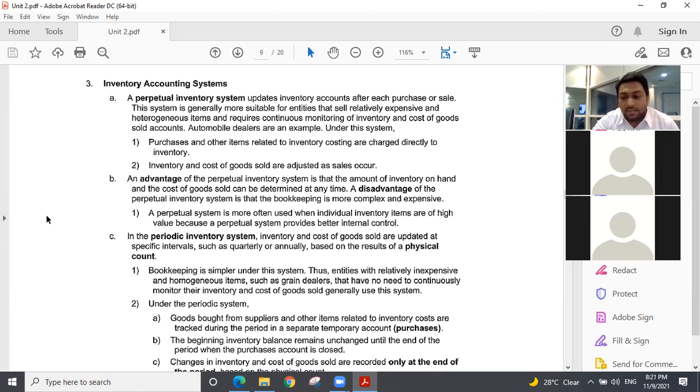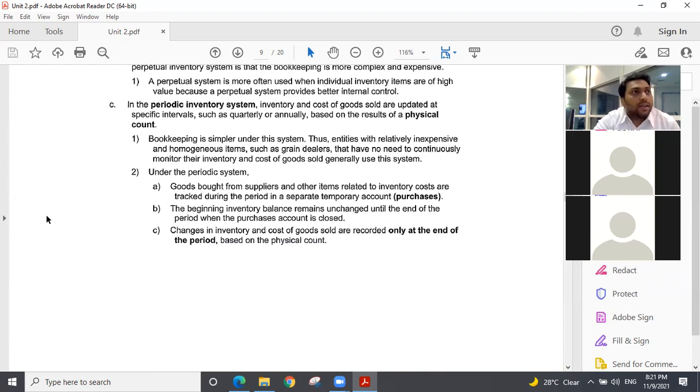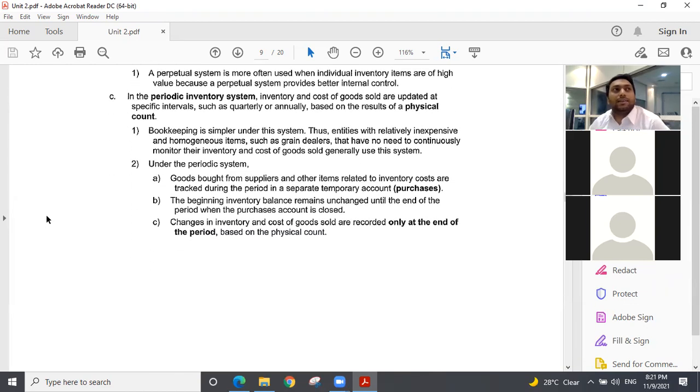In a periodic inventory system, inventory and cost of goods sold are updated at specific intervals, such as quarterly or annually, based on the physical count. If you don't take the physical count, you will never know what is your gross profit. Okay. So bookkeeping is simpler under this method. Thus, entities with relatively inexpensive and homogeneous items such as grain dealers that have no need to continuously monitor the inventory and cost of goods sold generally use this system.